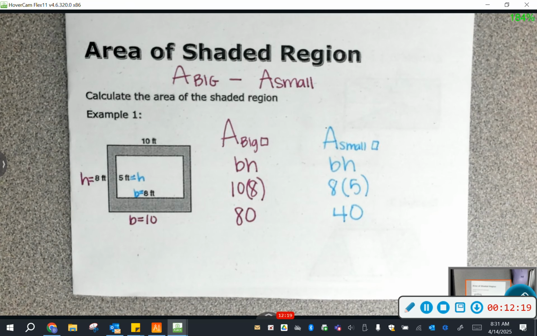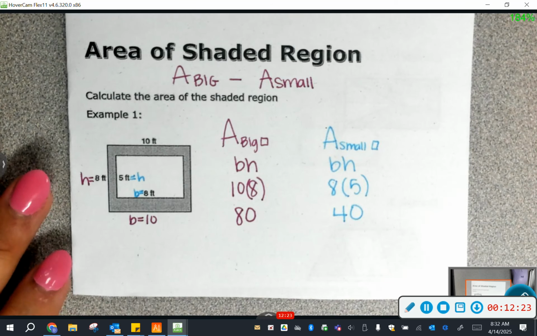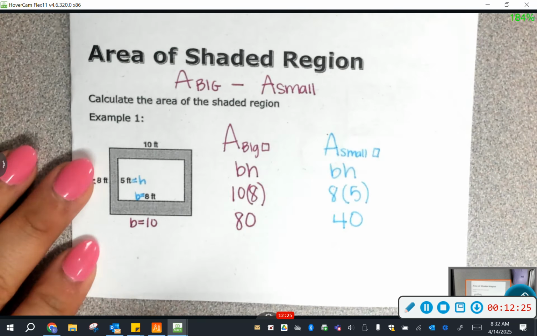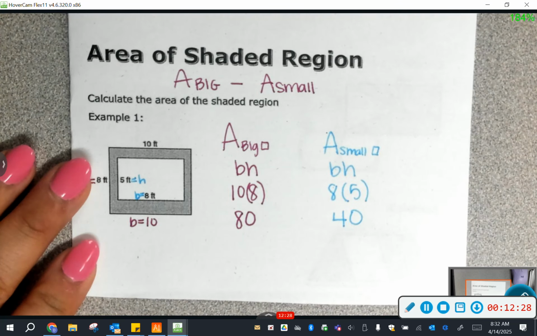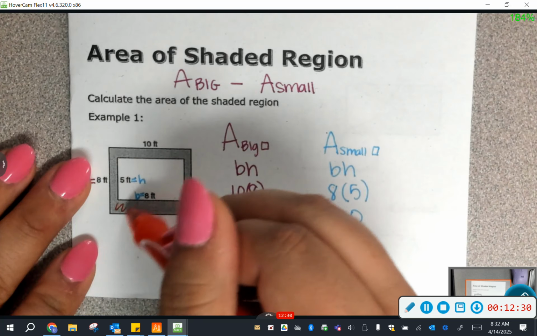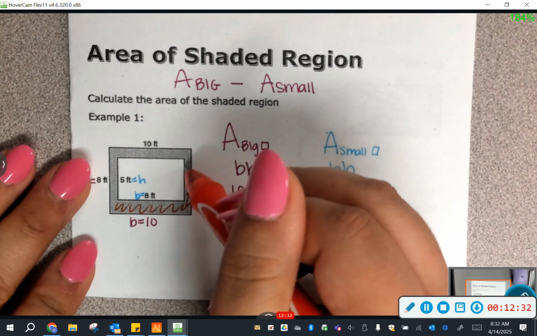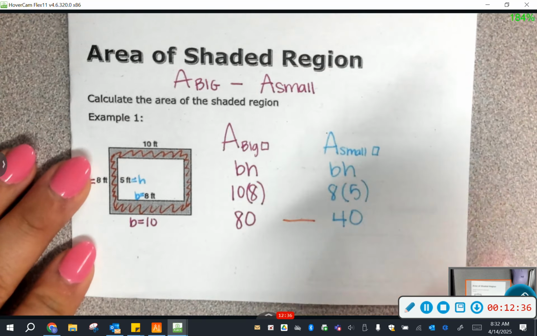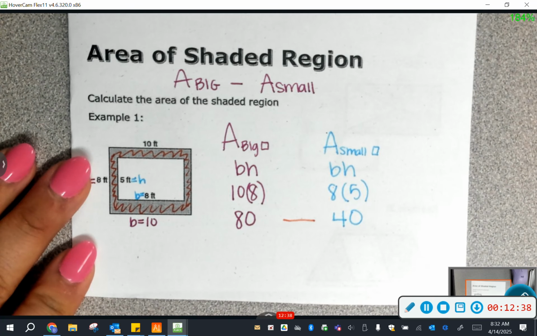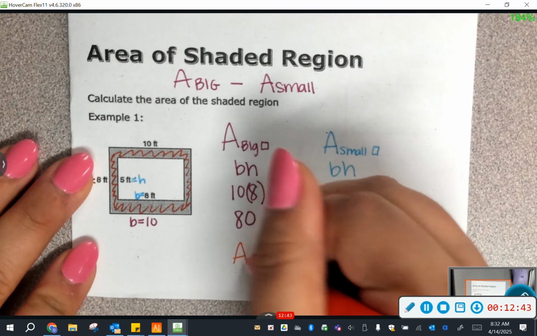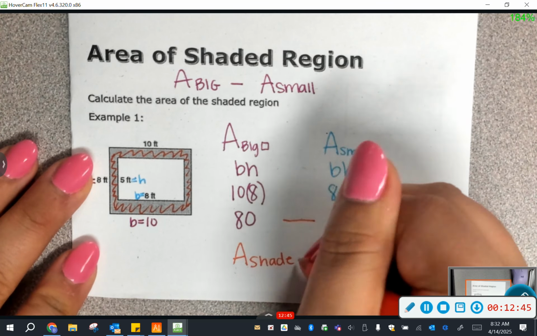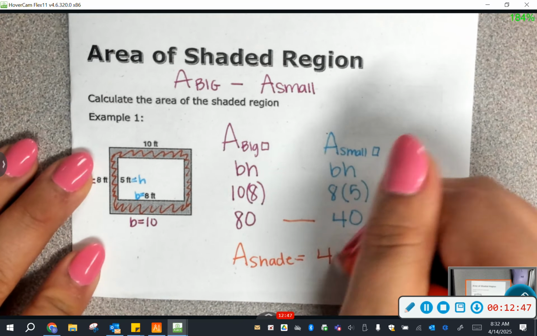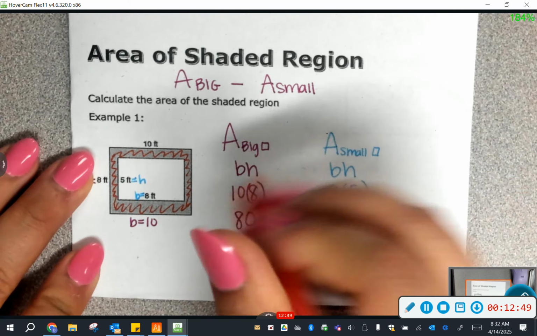And what am I going to do to these two things to find the shaded region? Subtract. I want to know this shaded region right here. I'm going to subtract. What is 80 minus 40? So the area of the shaded region is 40 feet squared.